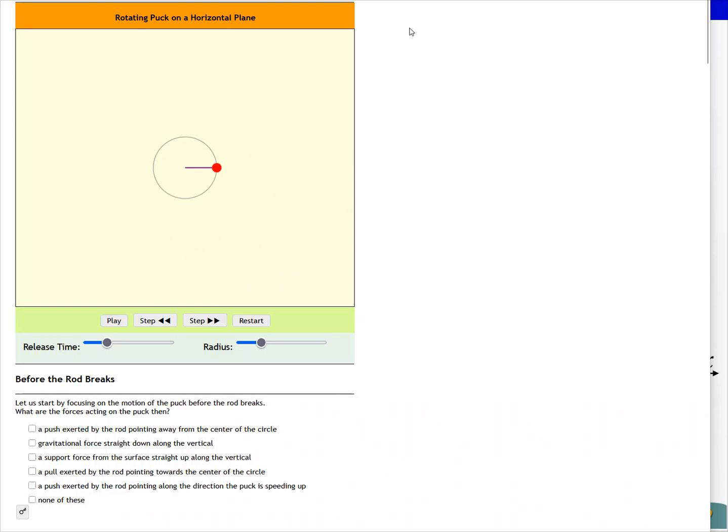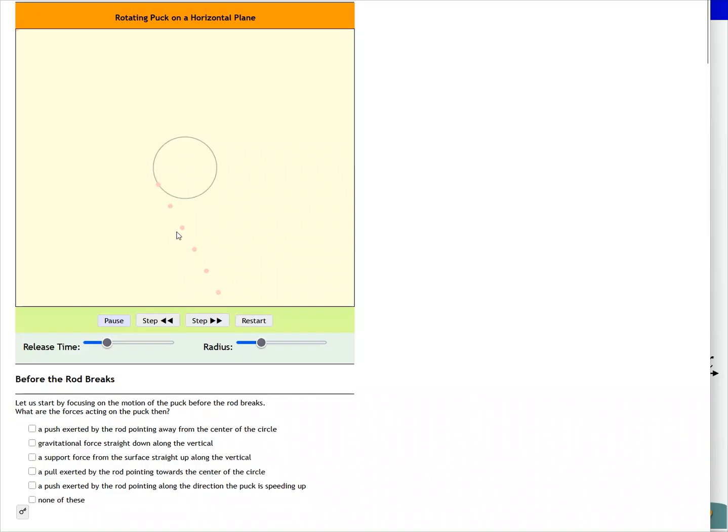In part of the lab, you are expected to interact with this simulation. It's easy to interact with it. You just press play first to see how it works. So we have here what's supposed to be a rod and a mass connected to the rod, and this is on a horizontal plane. And then the rod breaks and the mass moves.